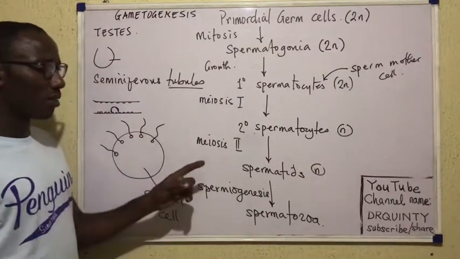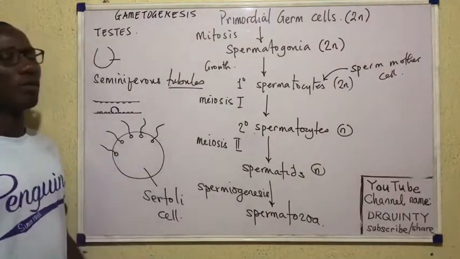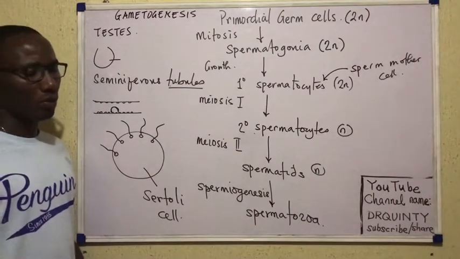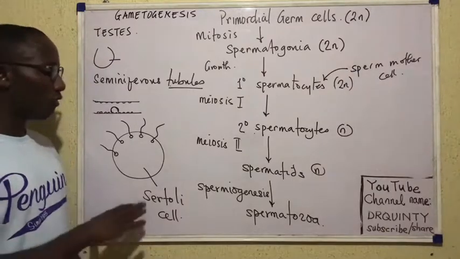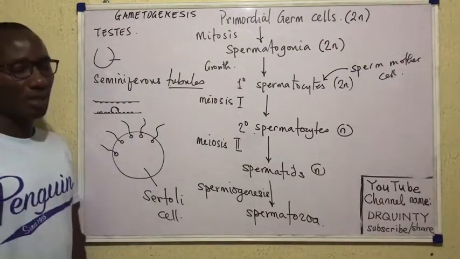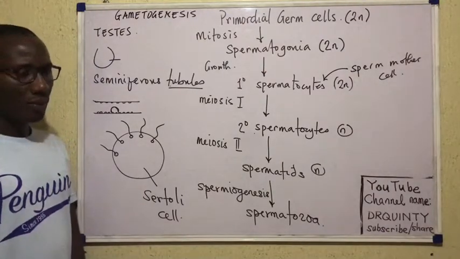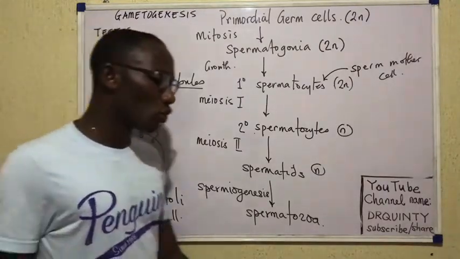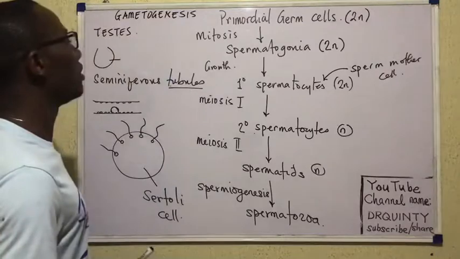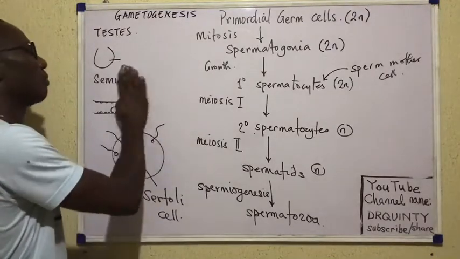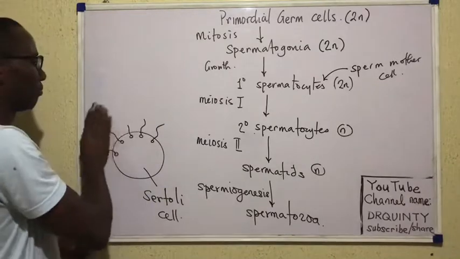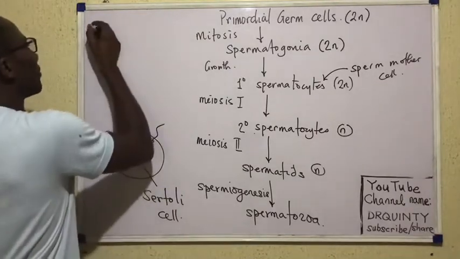So that's about the process of spermatogenesis. I think it would be more appropriate to talk about hormonal control before we describe the sperm cell itself. Now, for hormonal control, there are various hormones that are involved in the process of spermatogenesis. These hormones include 1.